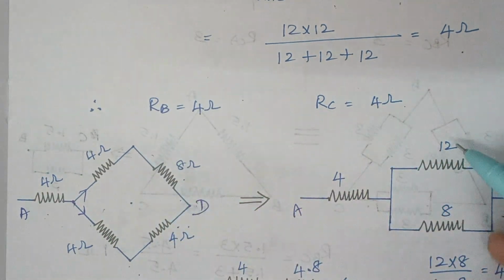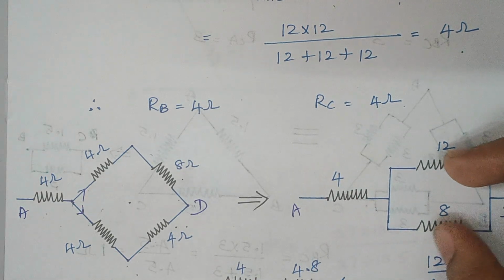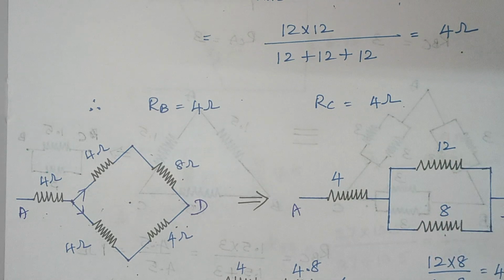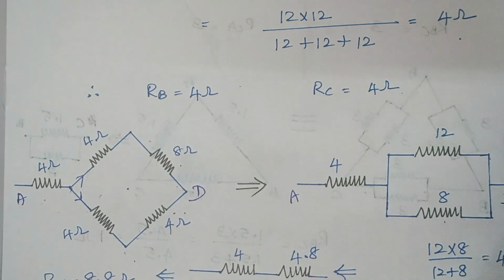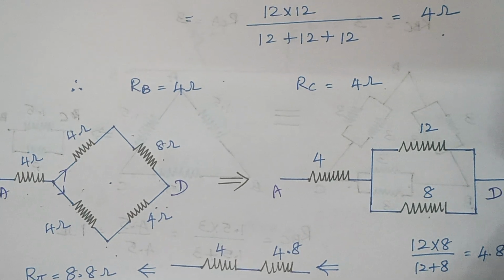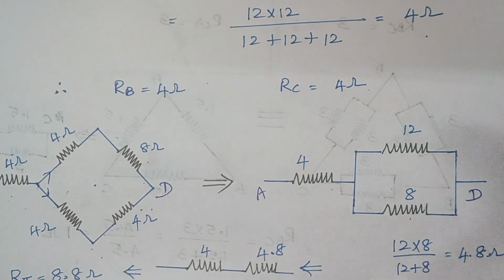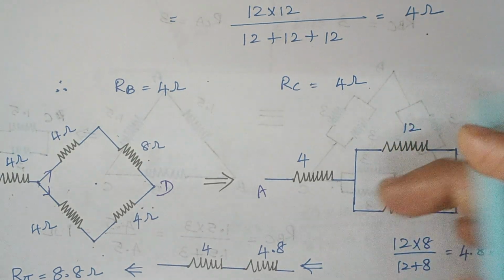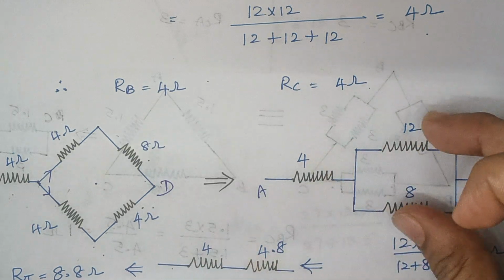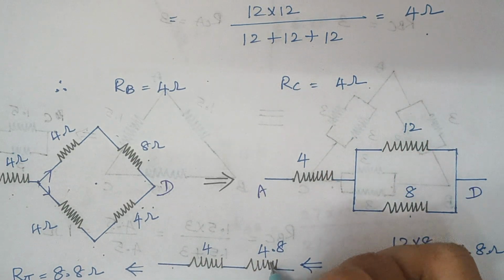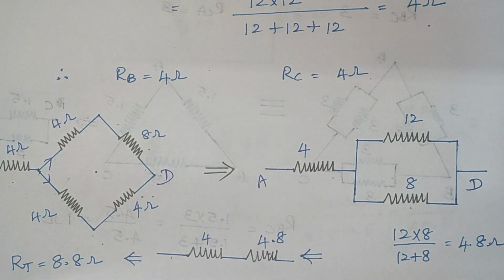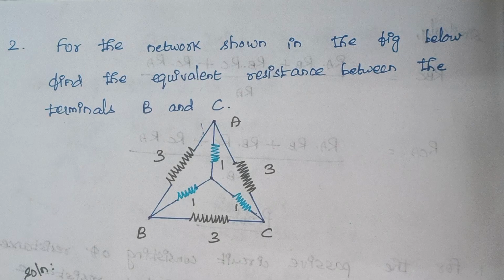This becomes modified as 12 and this becomes as 8 and those two resistors are in parallel. So how to find the total resistance of parallel combination? It's again 12 into 8 divided by 12 plus 8, that is equal to 4.8 ohms here, right? So this becomes 4.8 ohms. So this 4 ohm as such and this combination gives 4.8 ohms. So that gives a total resistance of 8.8 ohms, right? So this is the end of our first problem. We will proceed with the second one.